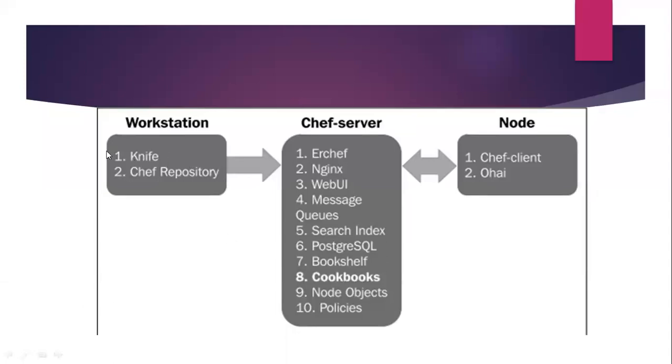So in the workstation, you'll be having knife. What I was talking about, knife is used here to upload the cookbooks to the Chef server, as well as to download from the Chef server, or to download the cookbooks from the supermarket. So knife is used here in the workstation. Also, you have a local Chef repository.